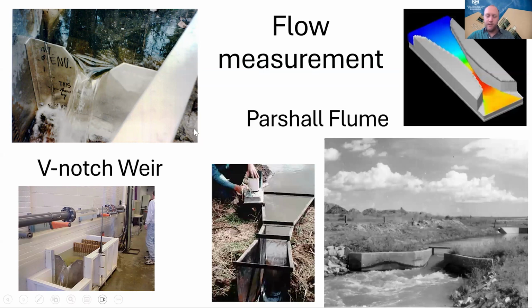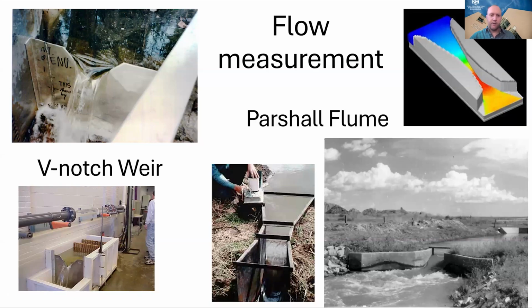And a similar concept is a Parshall flume. This is a rectangular structure. It's not as much of a drop as the V-notch weir, but the water does drop down a bit and it increases velocity. And then you can measure the level of water in this flume, and you can translate that to the flow, how much water is flowing through that flume.